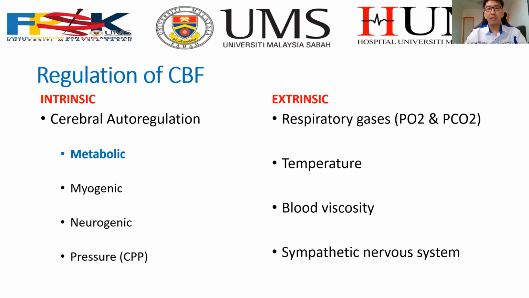This is a very important slide to talk about the regulation of the cerebral blood flow, which can be categorized as either intrinsic or extrinsic factors. Cerebral autoregulation is an intrinsic mechanism to maintain cerebral blood flow. Importantly, these are metabolic, myogenic, neurogenic, and also pressure regulation. Extrinsic chemical factors such as the partial pressure of oxygen and carbon dioxide play an important role too in the regulation of cerebral blood flow. The same goes for temperature, blood viscosity, and the sympathetic nervous system.